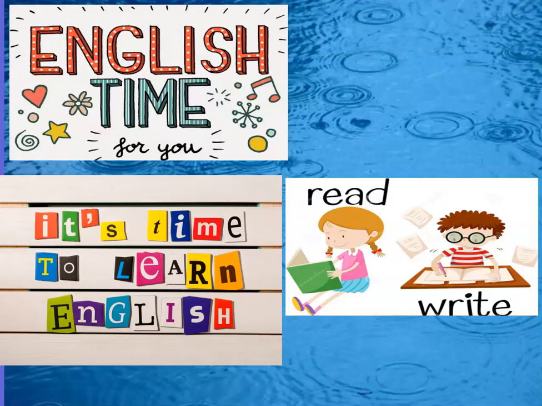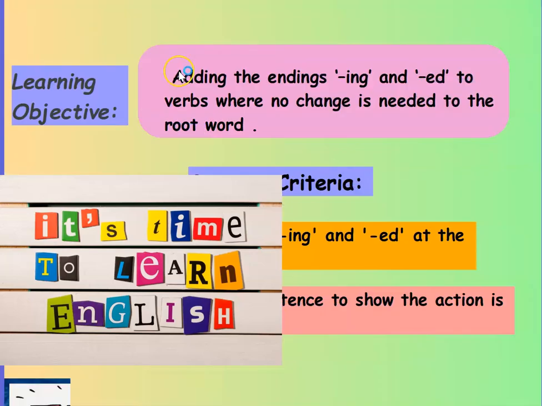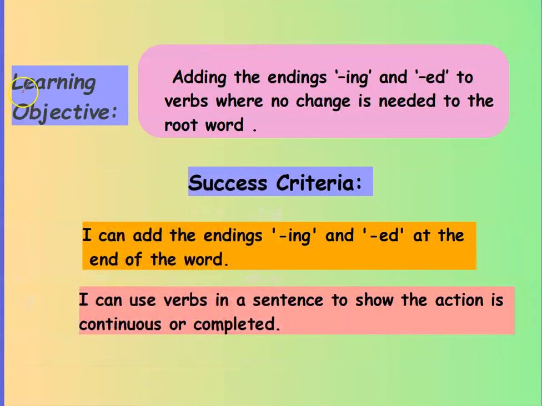This is day 3 of our English lesson. And let's see what we are going to learn in English today. What is the learning objective for today? Adding the endings ing and ed to verbs where no change is needed to the root word.